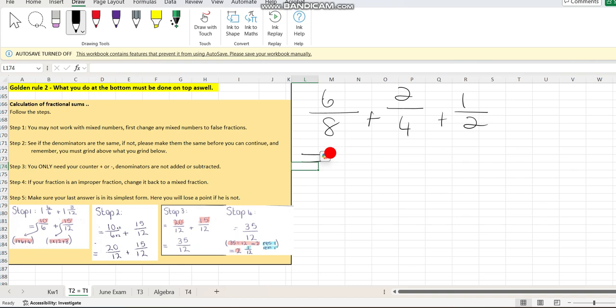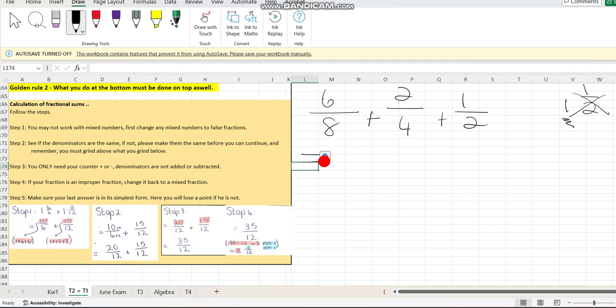You may not work with mixed numbers. The first, change any mixed numbers. So jy moet enige gemengde getalle eerst verander. Now there's no mixed fractions, right? Because this is what a mixed fraction looks like. It's got a whole, but there's none of that, so we skip to step 2.